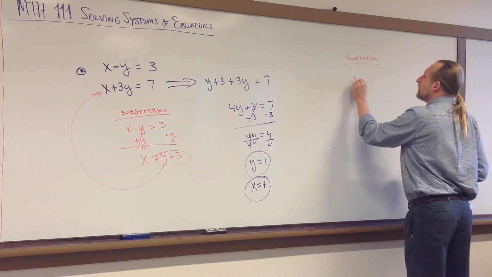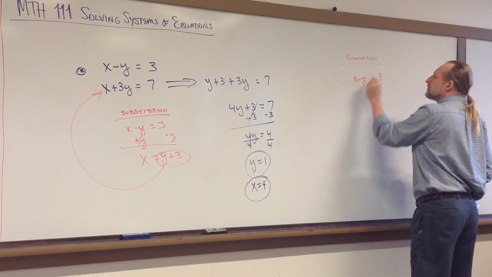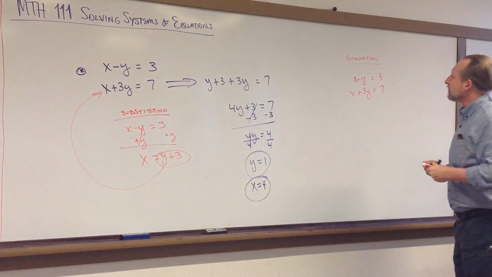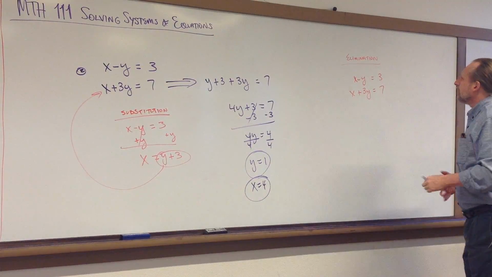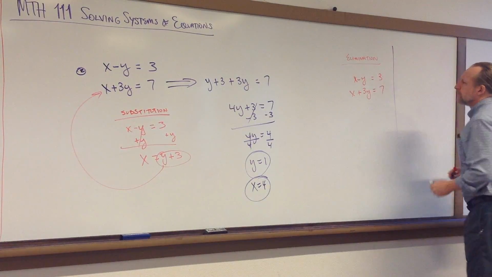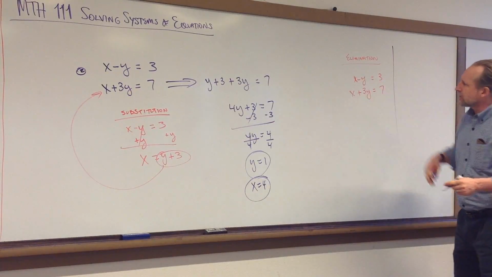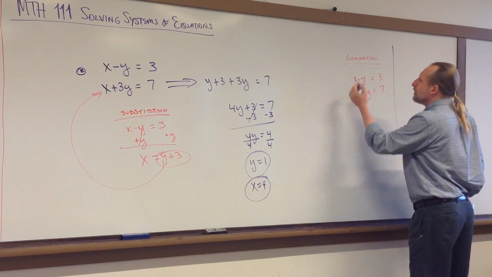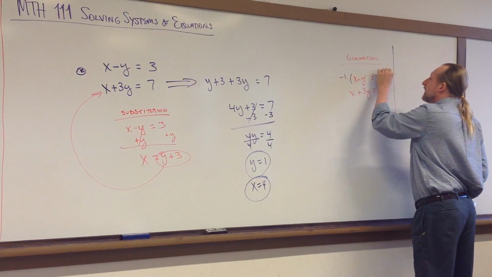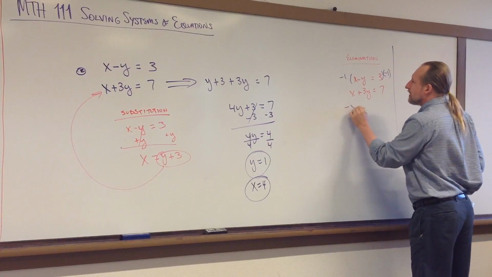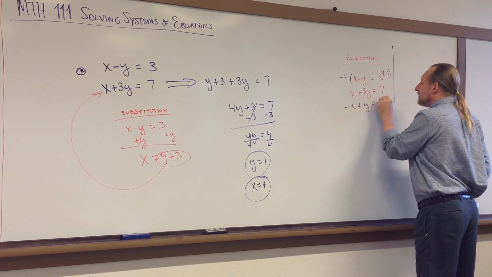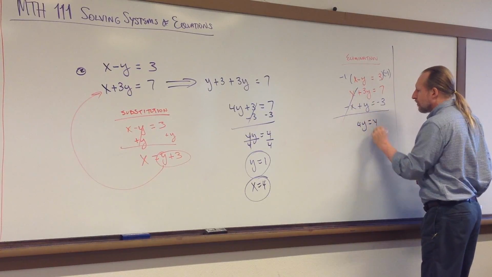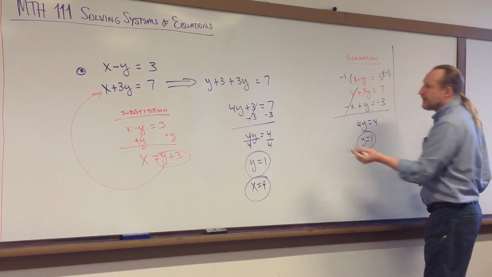Let's see here. So we have x minus y equals 3, x plus 3y equals 7. A couple things we could do here. I'll divide this in two pieces. If we want to eliminate the x's, all we have to do is make one of them negative, right? So if we multiply on both sides by negative 1 here, that'll give us negative x plus y is negative 3. Now add the equations together. There's our 4y equals 4, y equals 1.